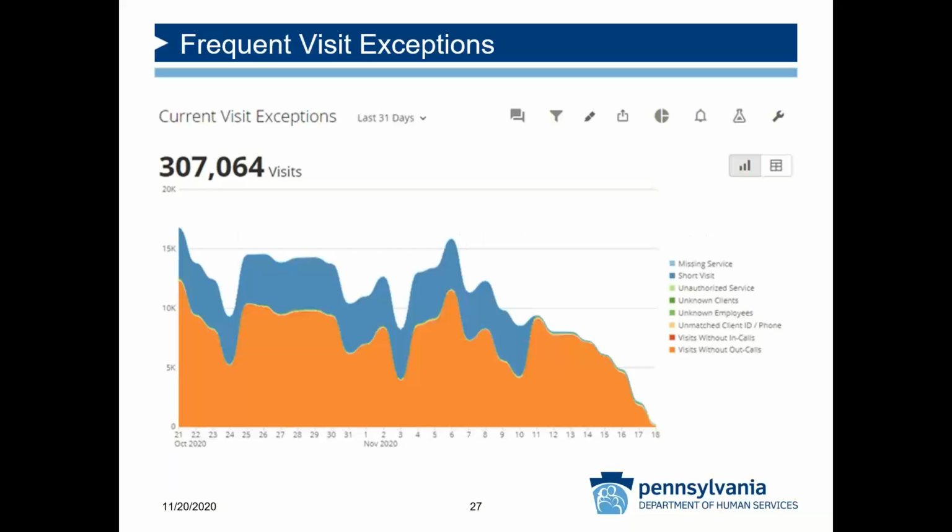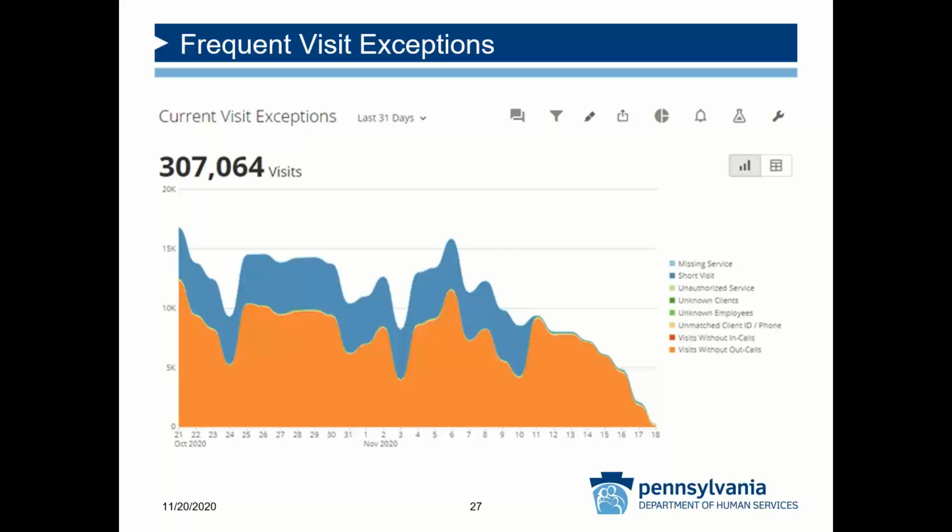So basically, a lot of the slides that I'll be going over, you've seen them if you've participated in these meetings previously. You'll see some repeats. And that's only because we want to continue to emphasize certain components of EVV that we think you should focus on.